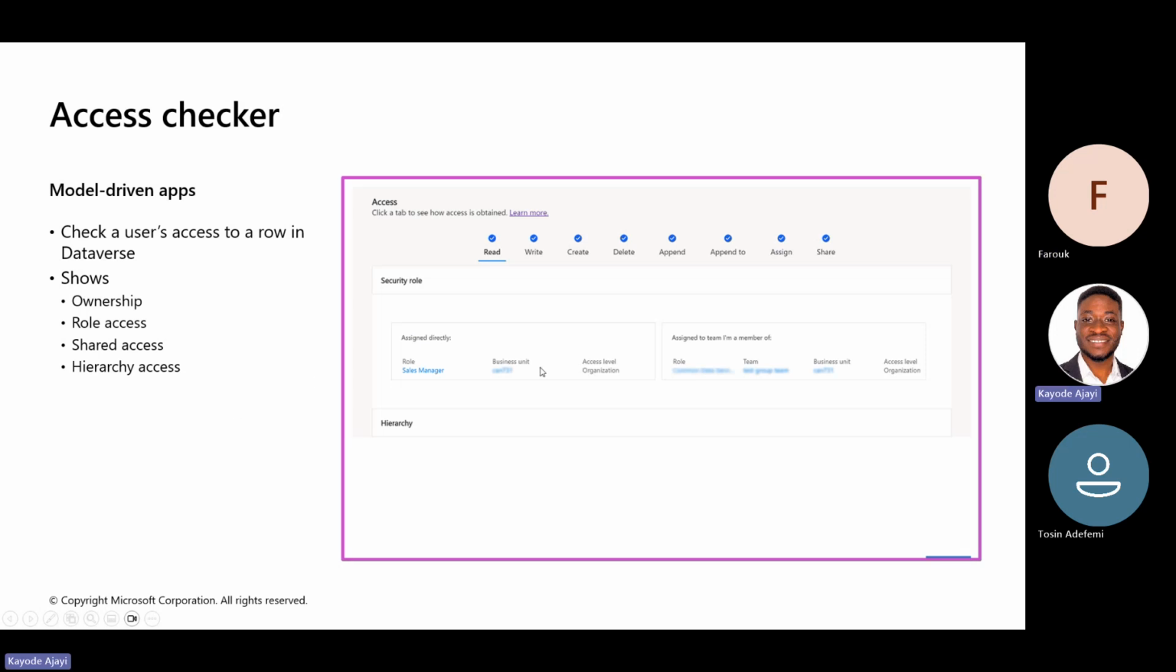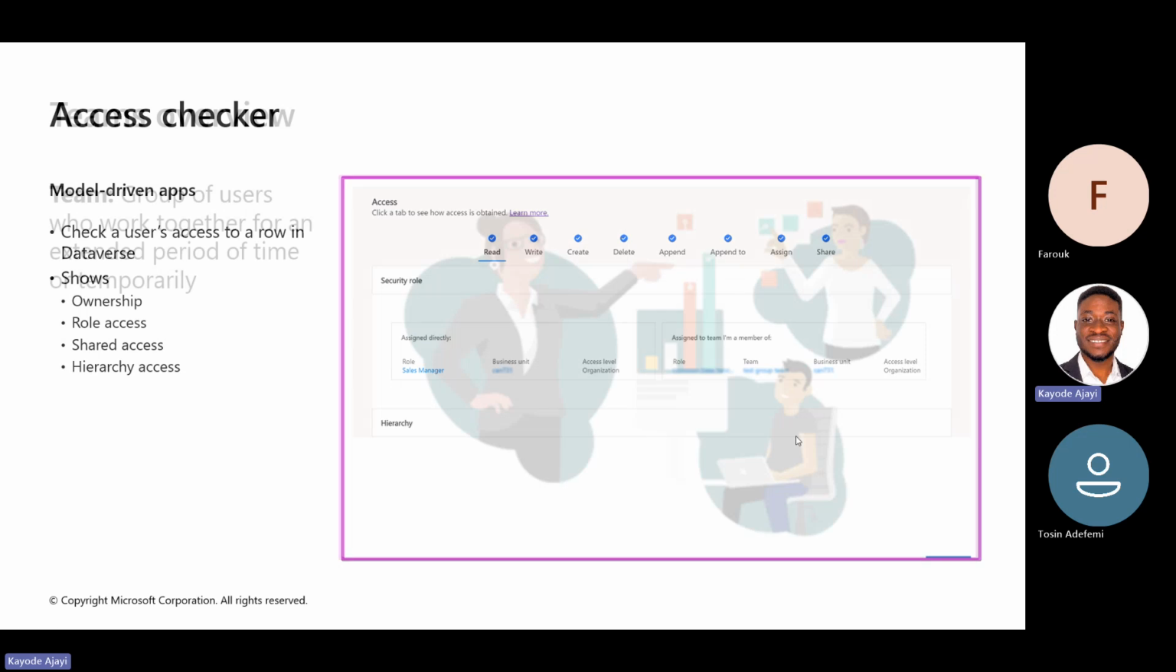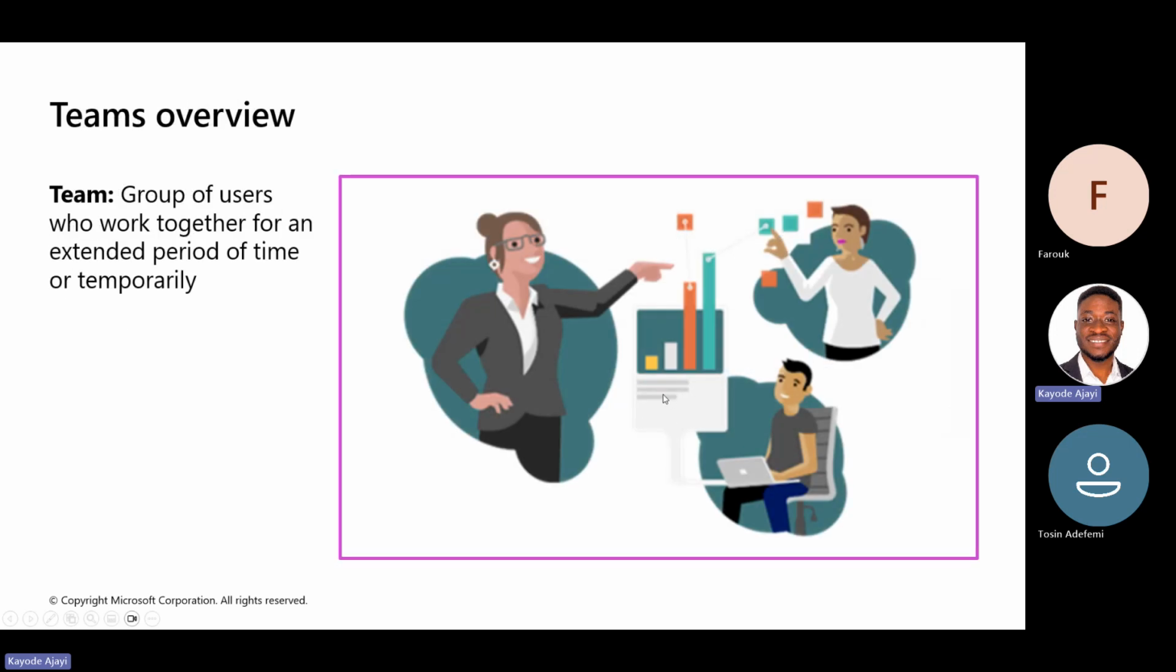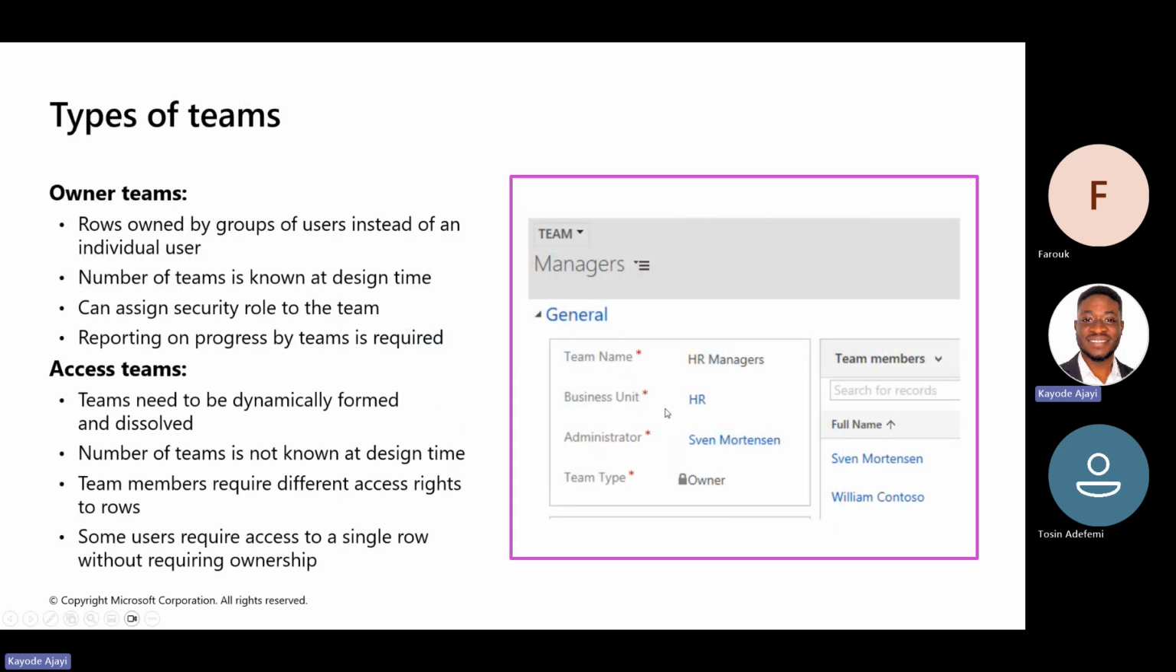Okay. And model driven apps too give you the option to do an access checker. We've talked about teams. Teams are groups of users that work together, either consistently or maybe temporarily, and that's where access teams come in when it's temporary. So we have owner teams and we have access teams. Owner teams are the standard kind of teams, and they are actually the more common kind. With owner teams, the roles are owned by the group of users instead of the individual user, right? That's what I talked about in terms of when a user leaves the team, he no longer has access.